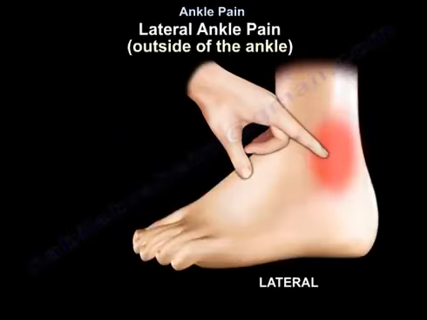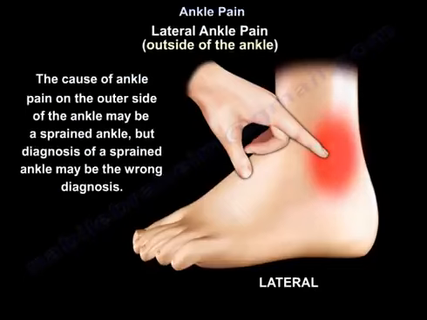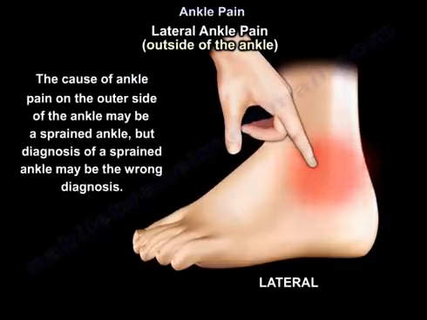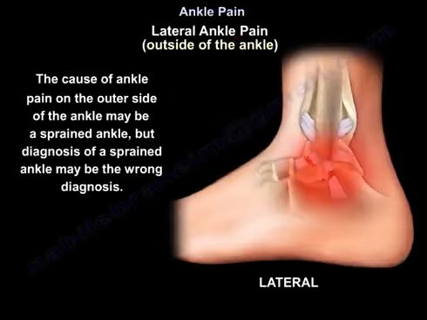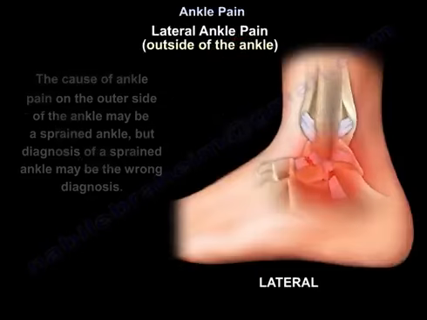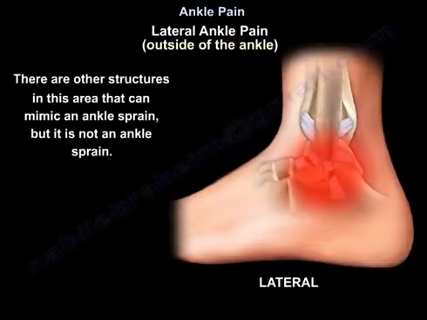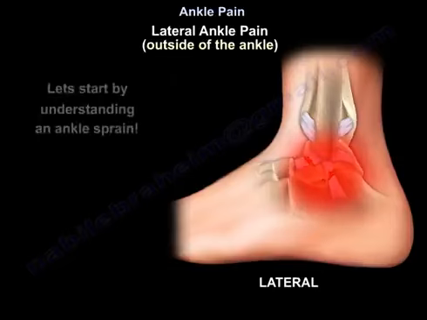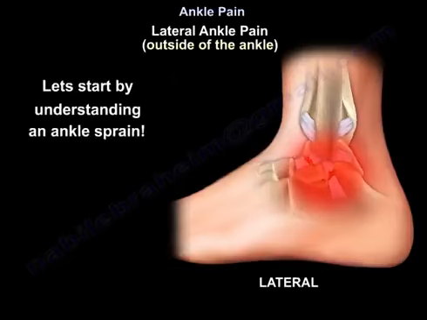Causes of ankle pain on the outer side of the ankle, the lateral side. The cause of ankle pain on the outer side of the ankle may be a sprained ankle, but diagnosis of a sprained ankle may be the wrong diagnosis. There are other structures in this area that can mimic an ankle sprain, but it is not an ankle sprain. So let's start by understanding an ankle sprain.